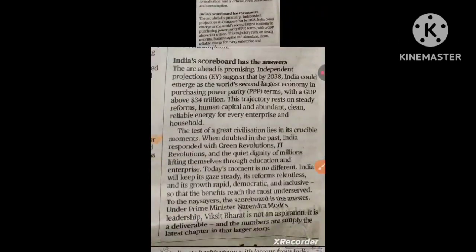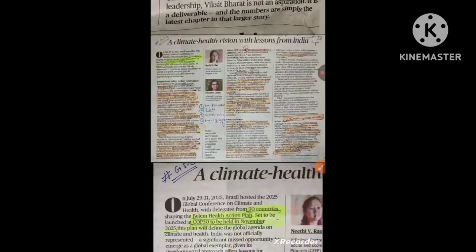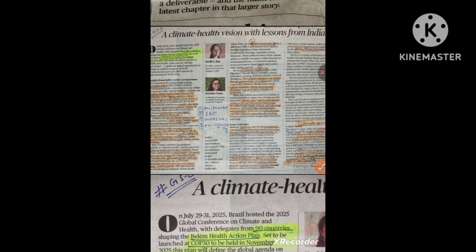Now next we have an article, a climate health vision with lessons from India. Why is this article unique and why did I pick it up? Because this article deals with such schemes which are important in GS2. For example, Poshan, MGNREGA, and PM Ujjwala Yojana. These are just social inclusion schemes, right? But how is it linked to environment? That is the most important step.